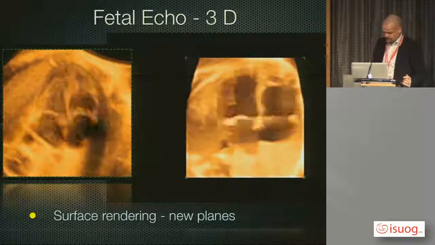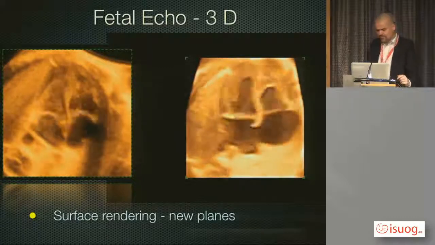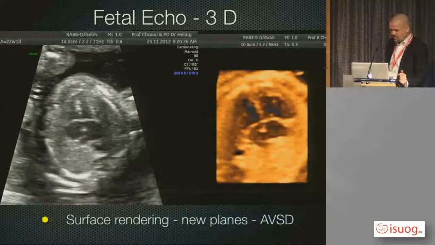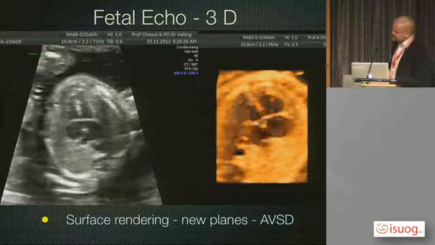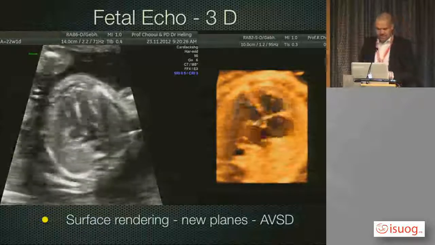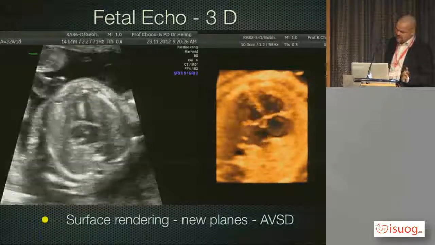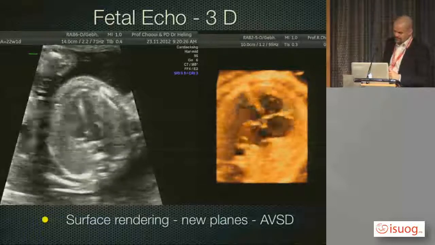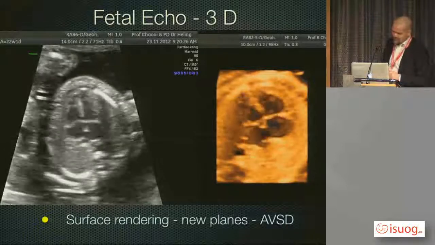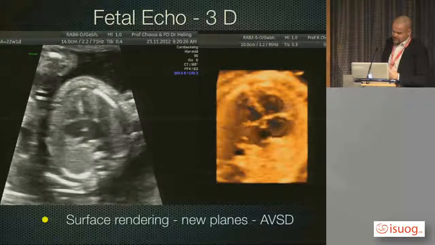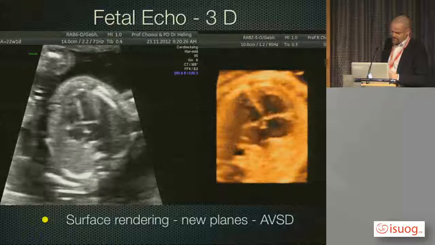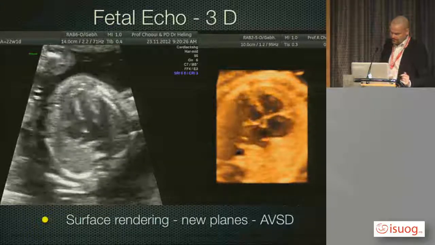And we use especially this tool in heart defects, and I show you 2 examples. This is a typical AVSD at 22 gestational weeks. On the left side, the normal 2D image. On the right side, the surface rendered images using the STIC technology. And you see the typical pattern of this balanced AVSD with this common AV valve, and the AV valve is in one line.